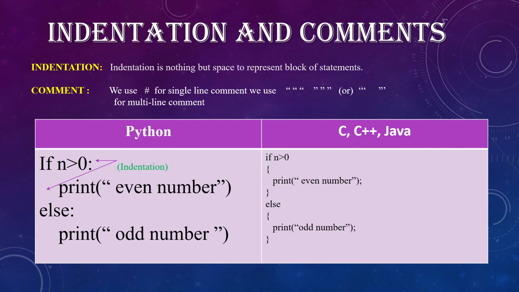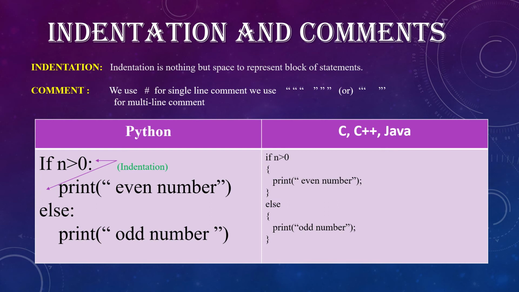Next, indentation and comments. Indentation is nothing but space to represent a block of statements. Python uses indentation to indicate a block of code. Indentation refers to the spaces at the beginning of a code line, whereas in other programming languages, the indentation in code is for readability only. The indentation in Python is very important. Here we can see the difference of indentation of Python and other programming languages.